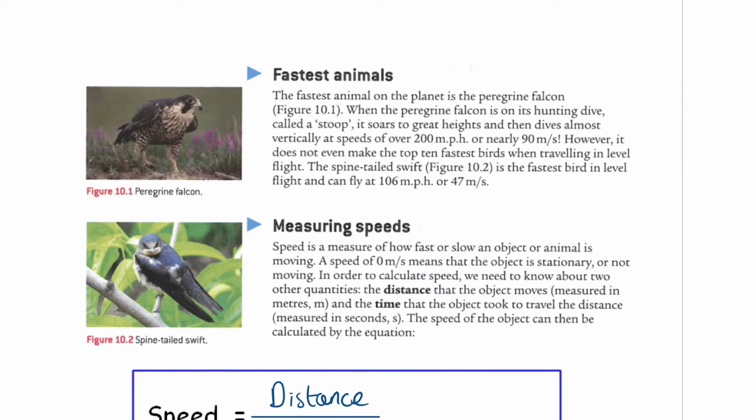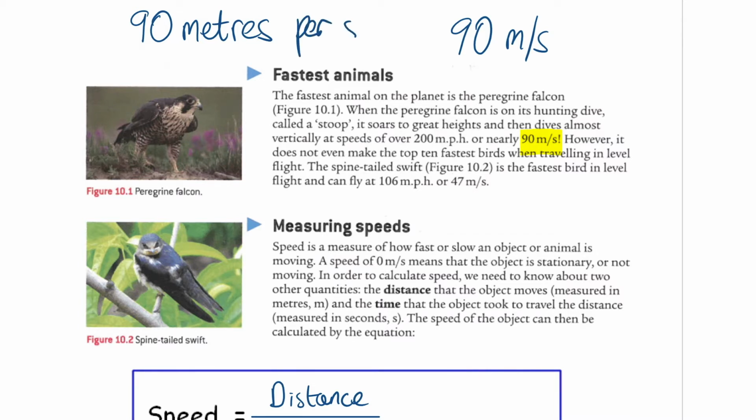So I'll pick out a few points. Firstly, how we measure speed is in meters per second, 90 meters per second is an example here. What does it mean? It means that every second that animal travels 90 meters. So that per second is shown like that in shorthand or in symbols.